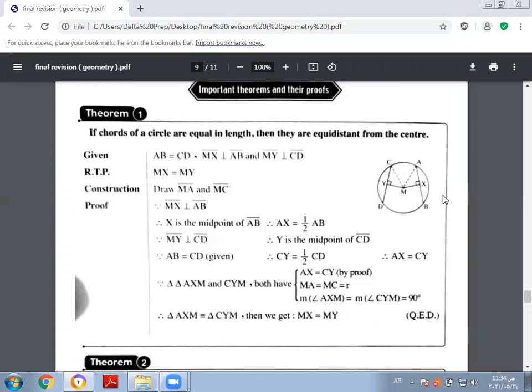Since MX is perpendicular to AB, X is the midpoint of AB and AX equals half AB. MY is also perpendicular to CD, so Y is the midpoint of CD. Since AB equals CD and CY equals half CD, then AX equals CY. Triangles AXM and CYM both have AX equals CY, MA equals MC equals R, and measure angle AXM equals measure angle CYM equals 90 degrees, so triangle AXM is congruent to triangle CYM, then we get MX equals MY.